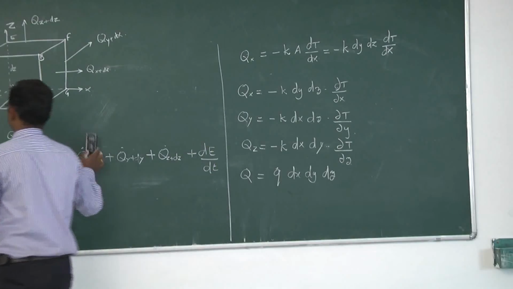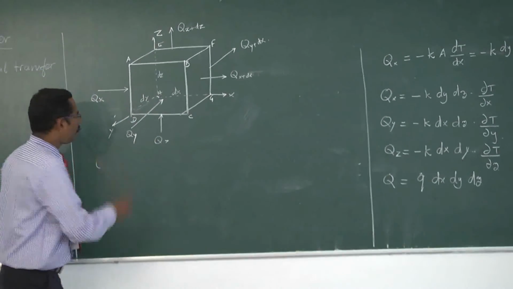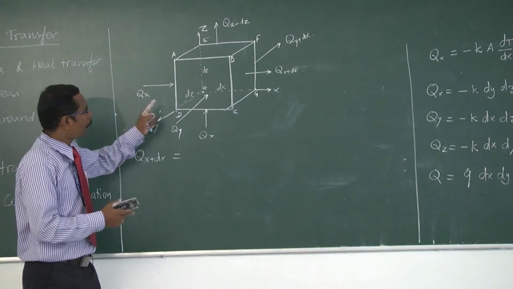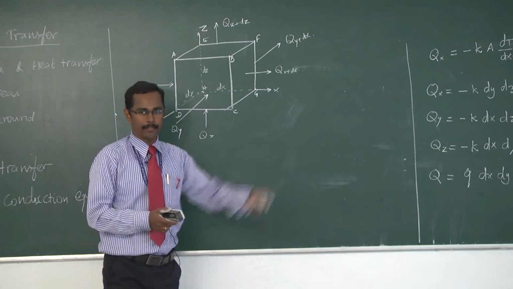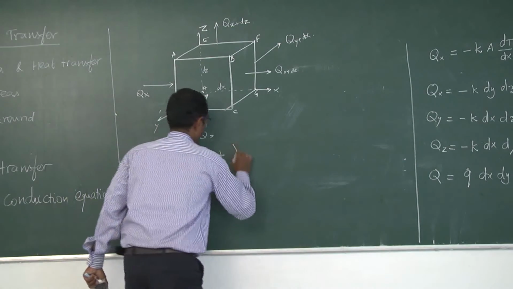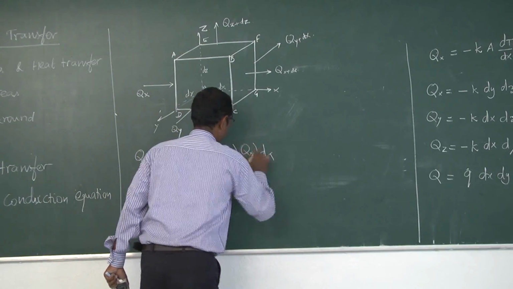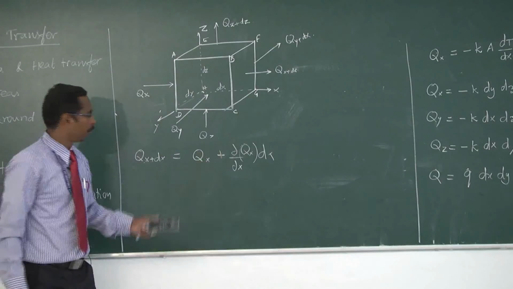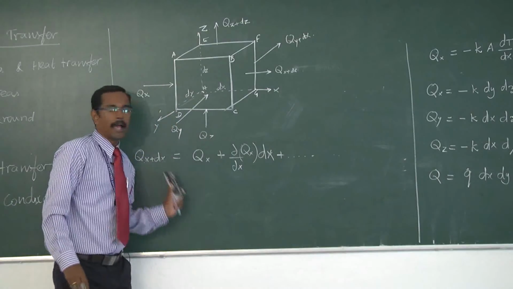Now I have to write the equation for Qx+dx. What is Qx+dx? It is the amount of heat conducted out from the element in the direction of the x axis. For this I can write Qx plus dou by dou x of Qx into dx. So this is the form of heat conducted out from the element in the x direction, and similarly for the other directions. This equation has been written.